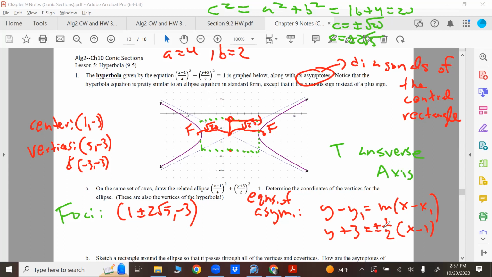Someone said A over B or B over A. It depends on how it's opening. If it's opening left and right, then it's going to be B over A. That's B and that's A. If it's opening up and down, actually still the same thing, right? So you have a central rectangle and you have the diagonals, right? And that'd be A and that'd be B. But who cares about the whole A, B nonsense? Just look at it, right? Go over to the right 4, down to the right 4, just look at it. It makes it much easier for yourself.